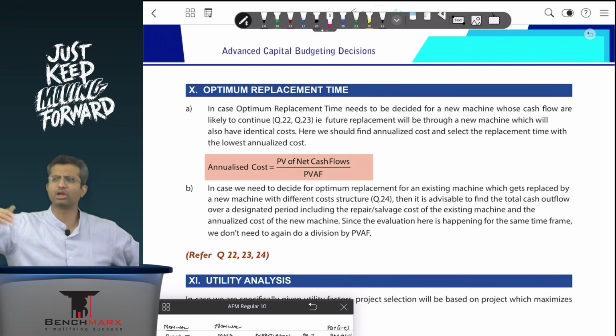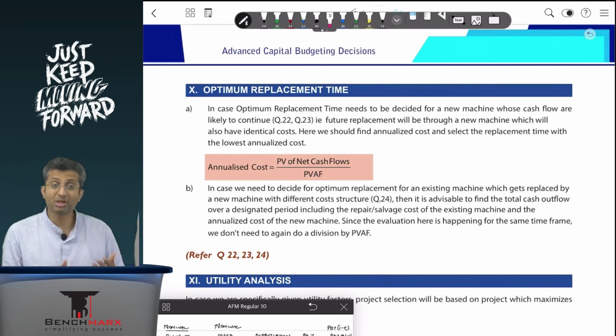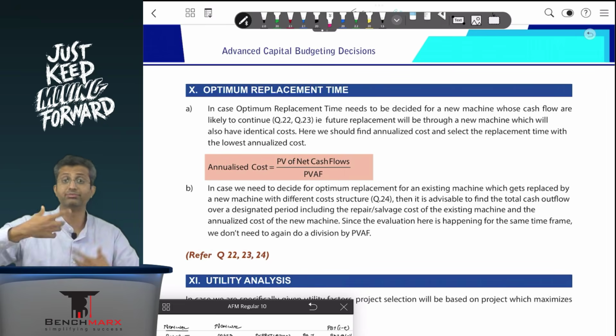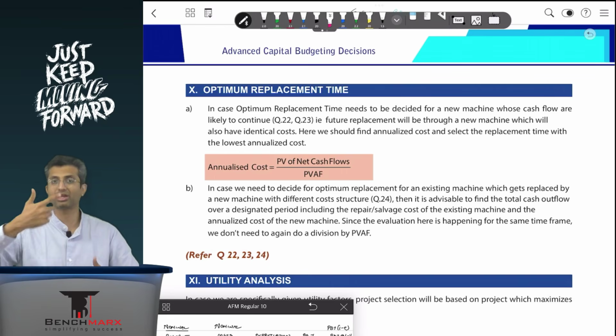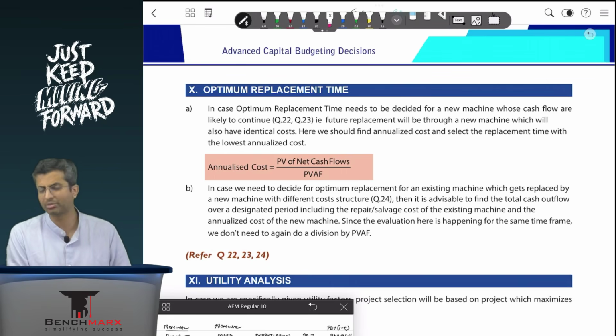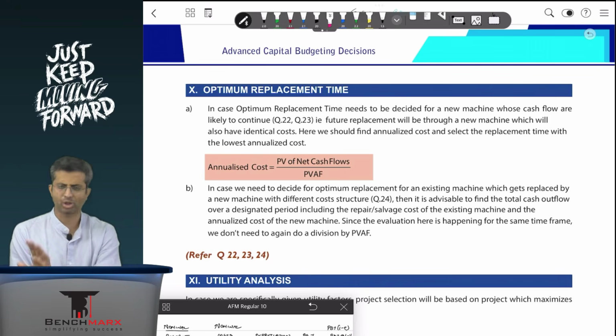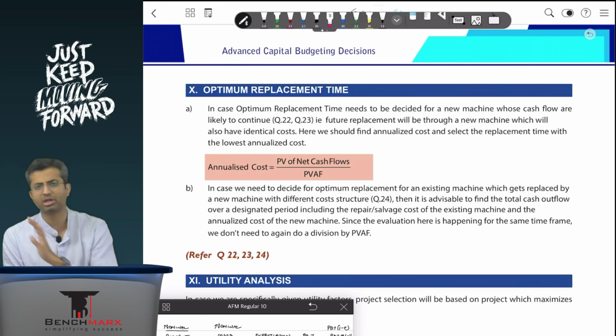So usually what happens is, the longer you use, the more will be the repair cost and lesser will be the salvage value. The shorter you use, the more will be the salvage value, lesser will be the repair cost, but then you will have to replace it again. So your initial investment will have to be done over and over again because you want to replace it. So you will find the present value of net cash outflows at each of the replacement cycles, 1 year, 2 years, 3 years, 4 years, etc.